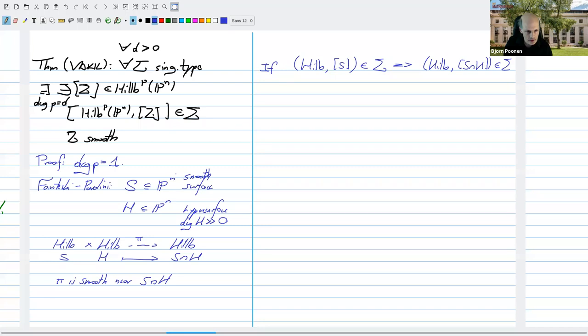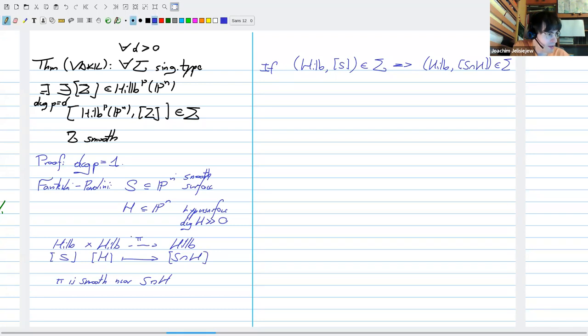Can I ask what does it mean to say that pi is smooth near S intersect H? Are you thinking of S? Oh, I'm thinking about those as the points of the Hilbert scheme. And I'm saying that pi is defined near, and being defined near, it's smooth. So I'm just saying that every deformation of the curve induces the deformation of the surface and the hyperplane. S intersect H, you're thinking of that as a point of the target space? Yeah, I mean, here I'm thinking about the Hilbert scheme of curves here.